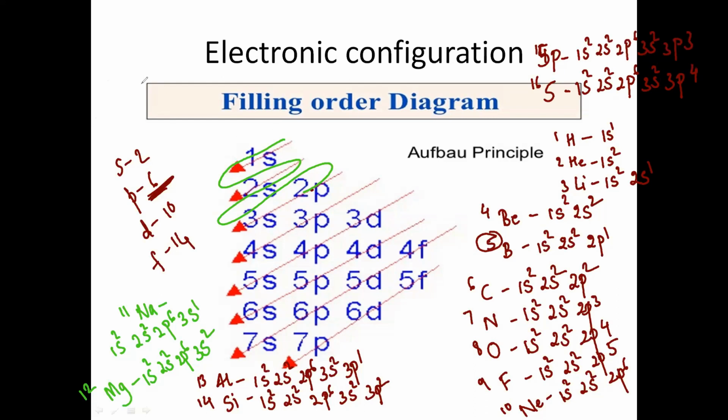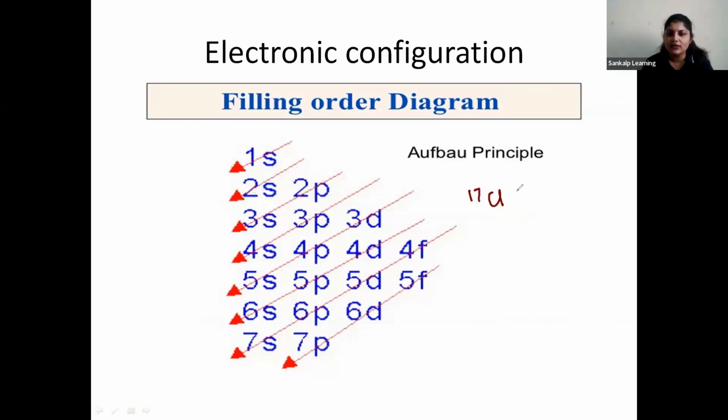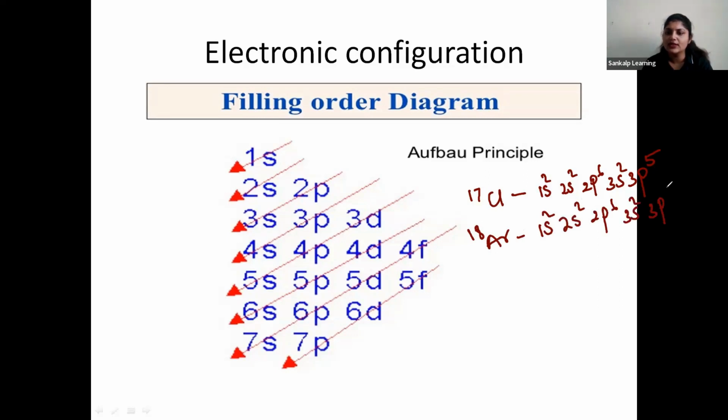Then after sulfur, chlorine. Chlorine is 17: 1s2, 2s2, 2p6, 3s2, 3p5. Then argon, 18: 1s2, 2s2, 2p6, 3s2, 3p6.